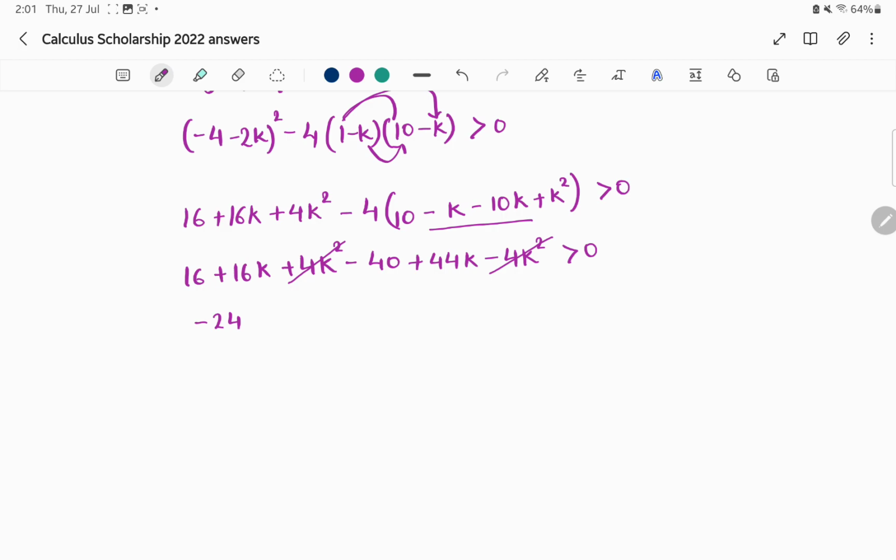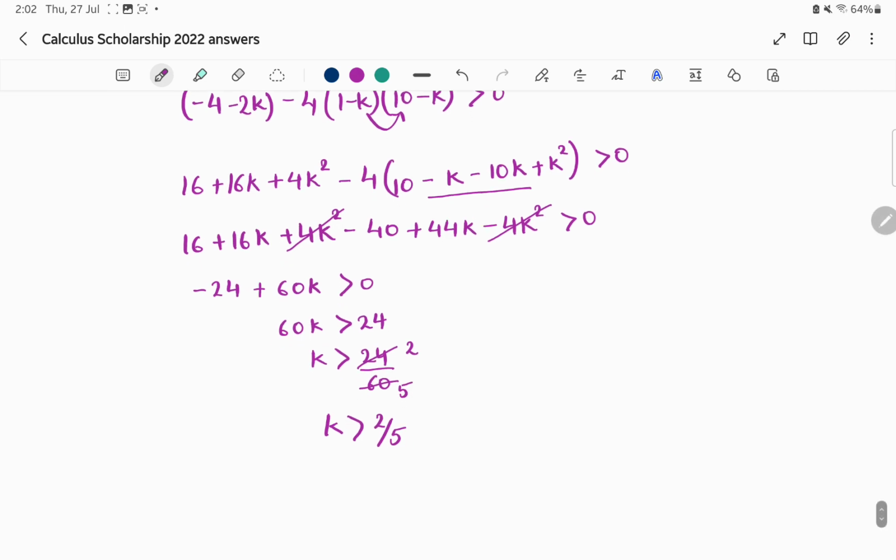16 plus 44k is going to give us plus 60k is greater than 0. So 60k greater than 24, k greater than 24 over 60. If you simplify this, we can get 12 times 2 and 12 times 5. So k is greater than 2 over 5. That is our first value. All right. So that is the value that we have got.